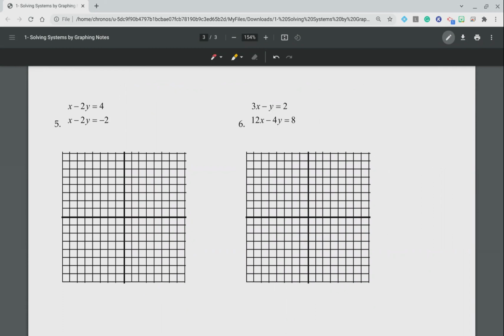Okay, now these are both not in the form y = mx + b. So I'm going to get them in that form so that it's easier to graph. So on this one, let's see, we have to subtract x from both sides. And then I need to divide everything by -2. So this is going to be y = 1/2 x - 2.